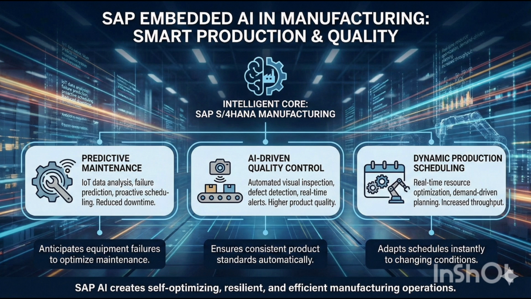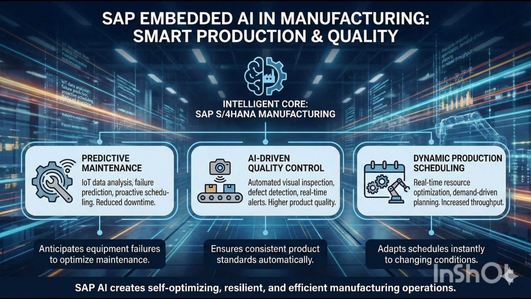Moving forward, we have SAP embedded AI in manufacturing, which is being used widely for smart production and quality. It has three main uses: predictive maintenance, AI-driven quality control, and dynamic production scheduling. IoT data analysis, failure prediction, proactive scheduling, and reduced downtime help through predictive maintenance, and it anticipates equipment failures to optimize maintenance. AI-driven quality control ensures consistent product standards automatically.